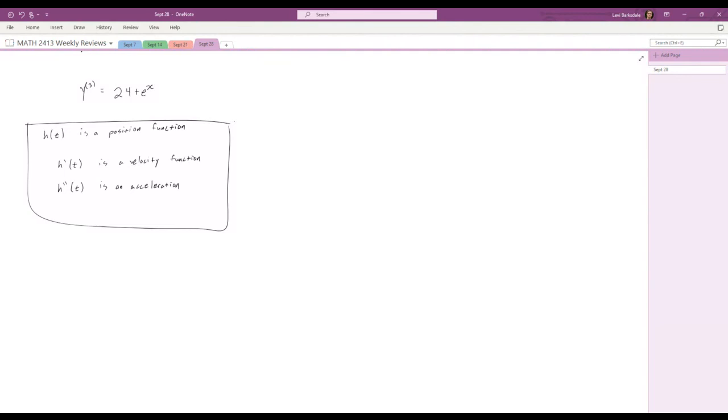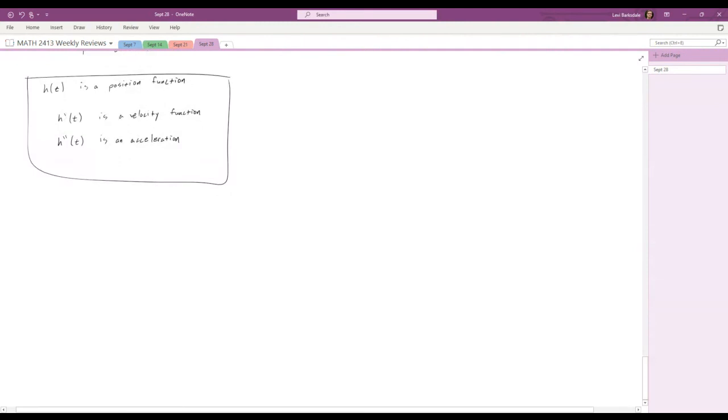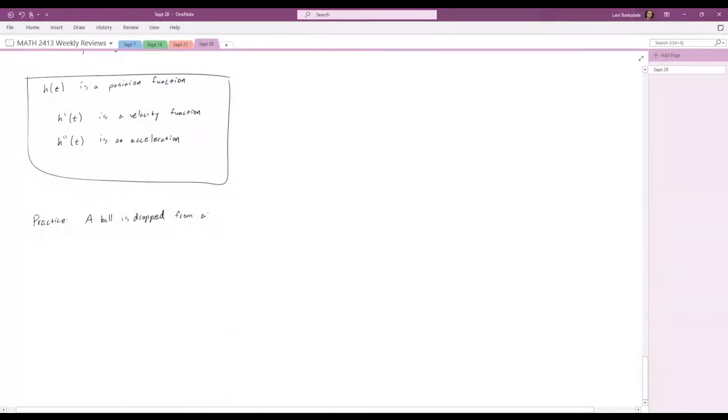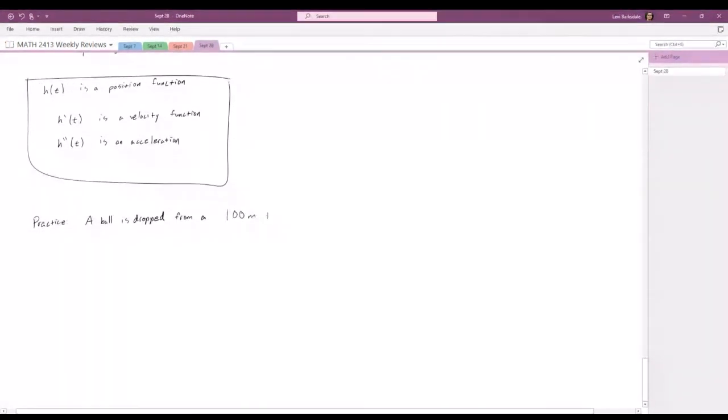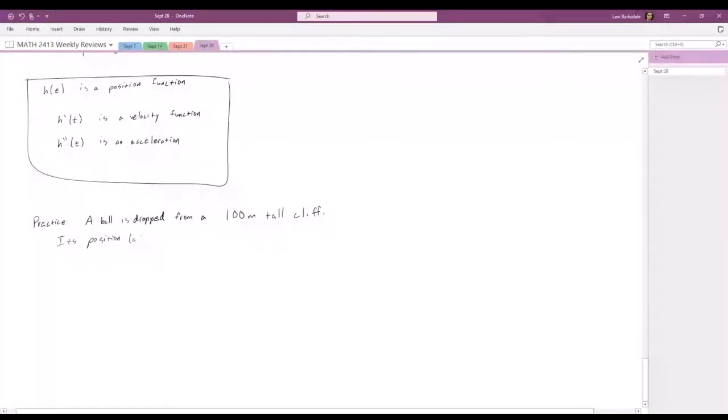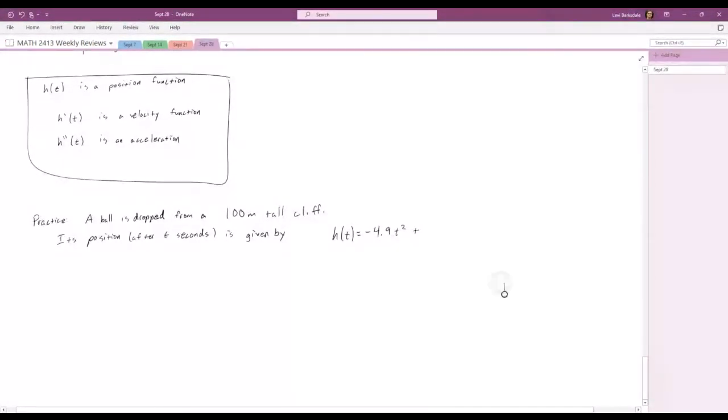But yeah, let's do a couple of practice problems involving some more applications of this. So let's say a ball is dropped from an arbitrarily tall cliff. We're going to call it 100 meters. This is quite tall. And we're going to say its position after t seconds is given by h of t is equal to minus 4.9 t squared plus 100.